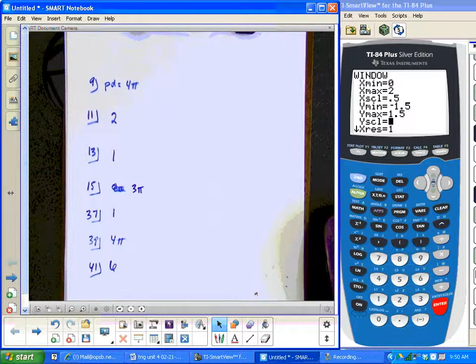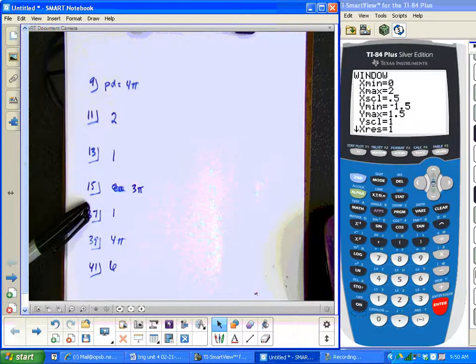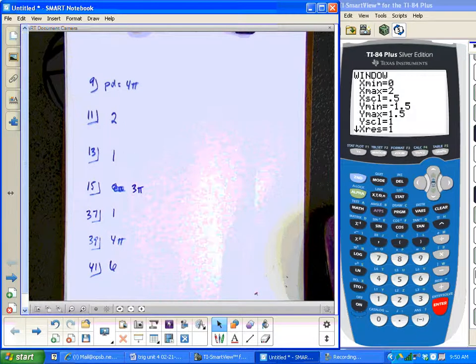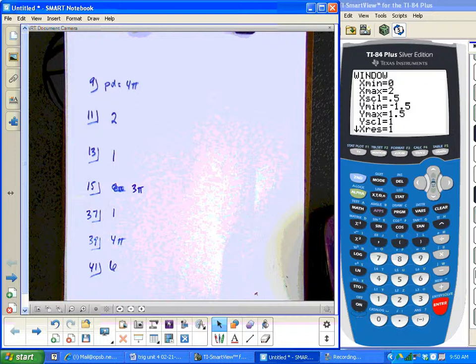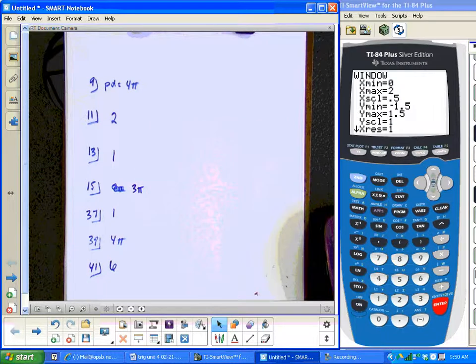It said on number 9, it's 1/2 x. Now, notice, on about half of these, like 41 and 37, 13 and 11, those aren't in terms of pi, are they? So what happened on those is the coefficient was in terms of pi. So when my coefficient is in terms of pi, my period will not be in terms of pi, and vice versa, because the pi's are going to cancel out.